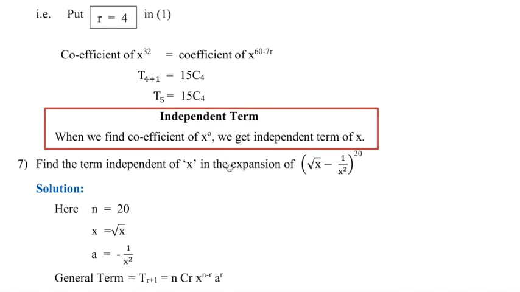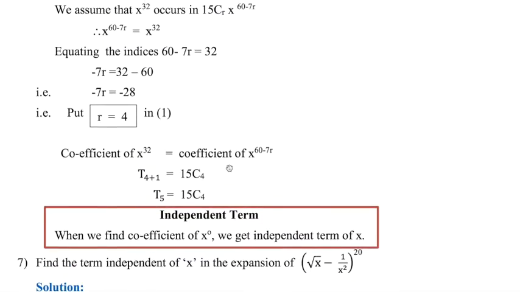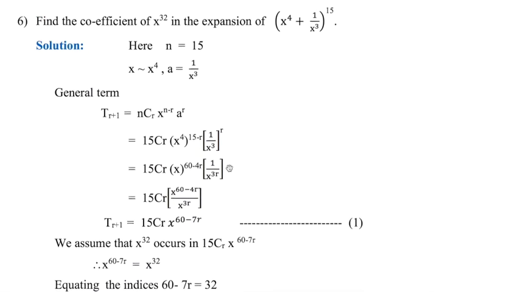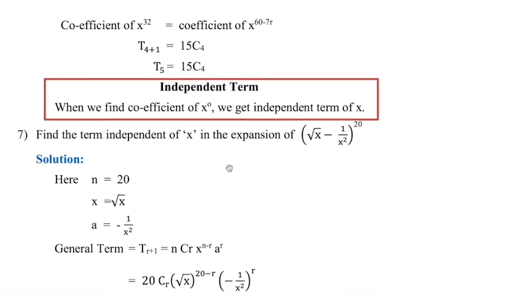That is the value. Independent term: when we find the coefficient of x power 0, we get the independent term of x. Independent term means x power 0. 7r must be equal to 60.